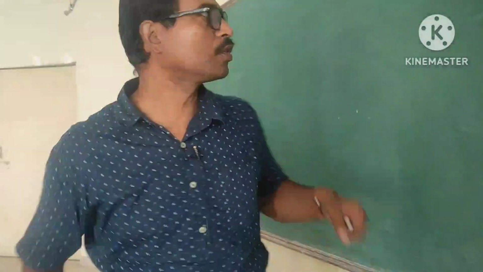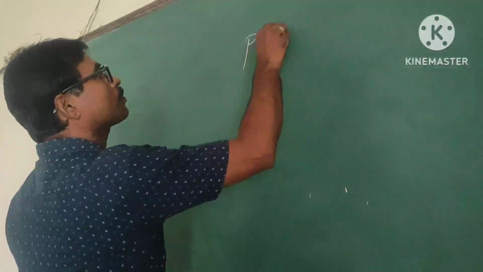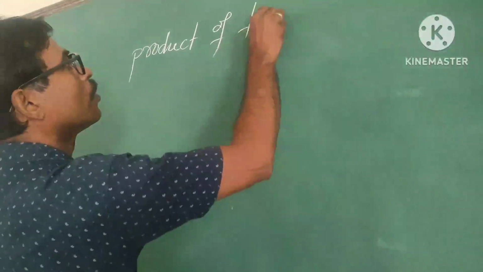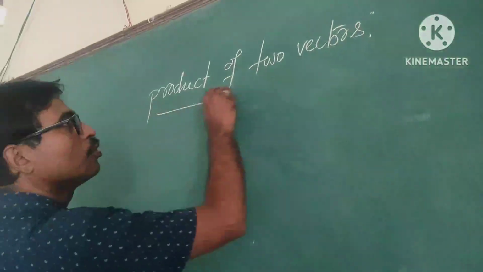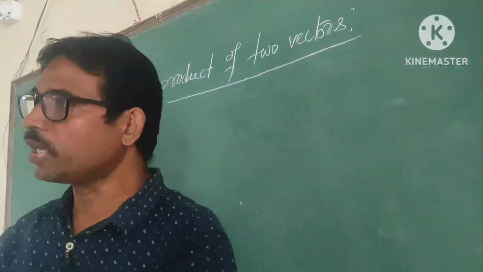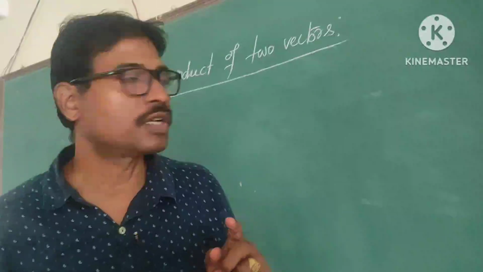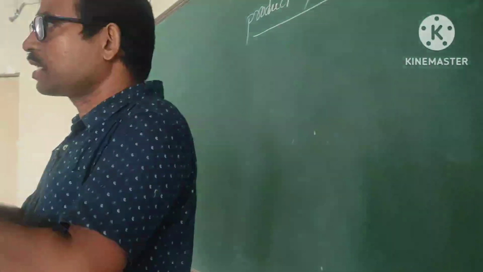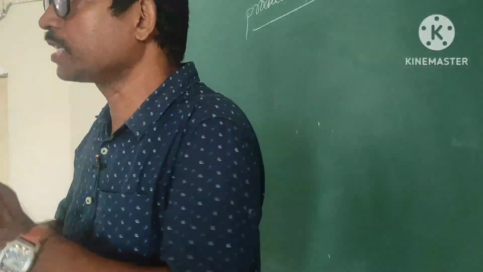So anyway, today's topic is product of two vectors. There are two ways in which a vector can be multiplied by another vector. One is dot product, which is known as scalar product. Another is cross product, that is known as vector product.